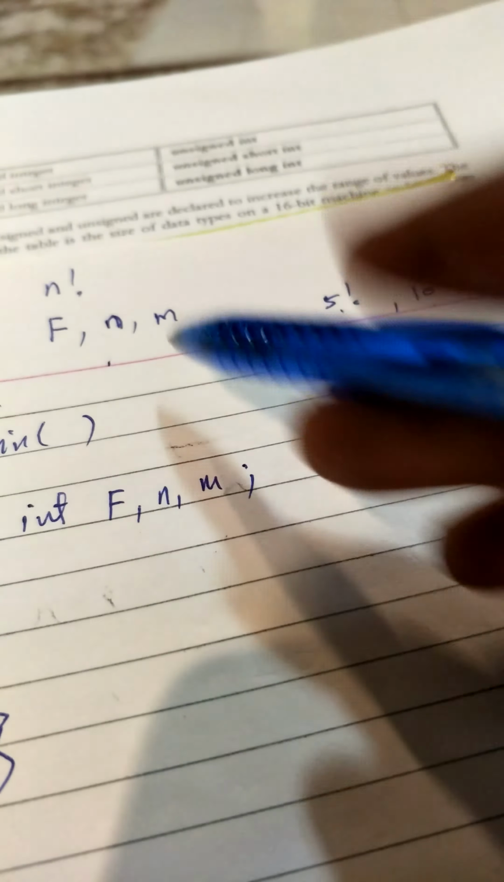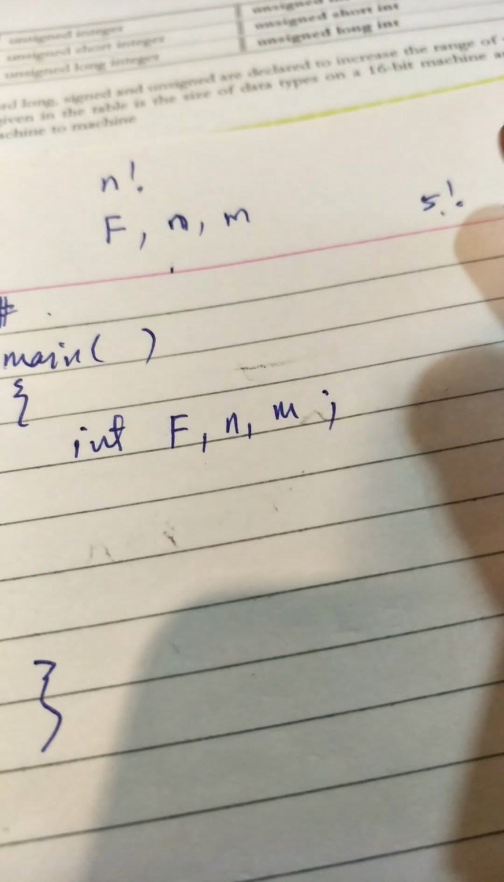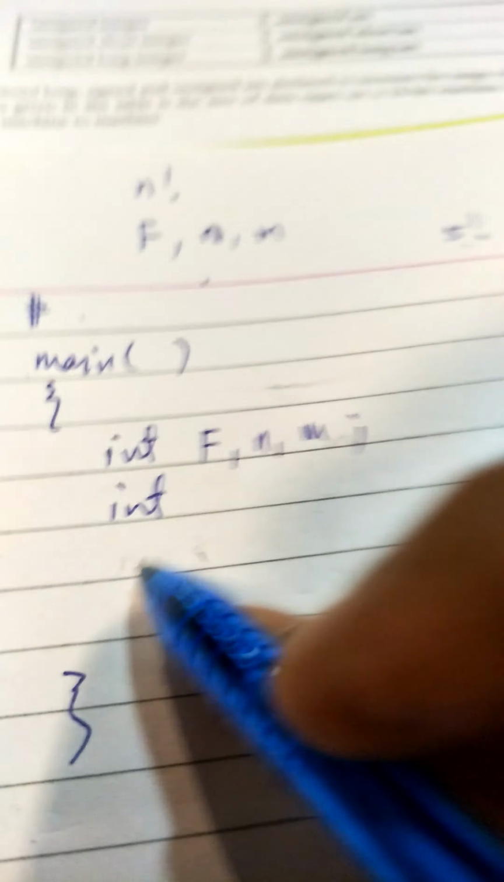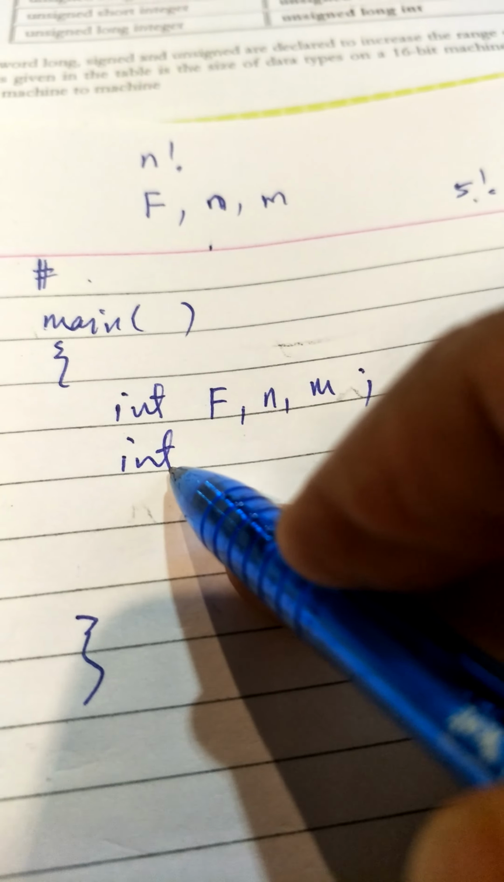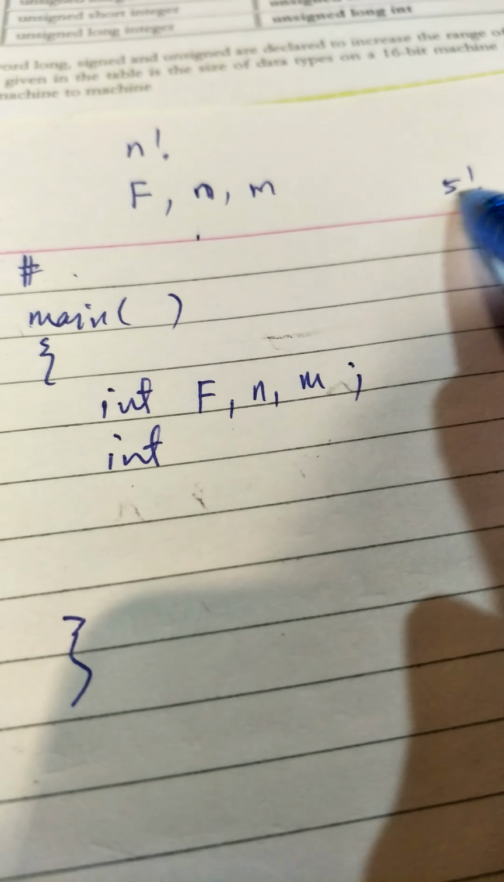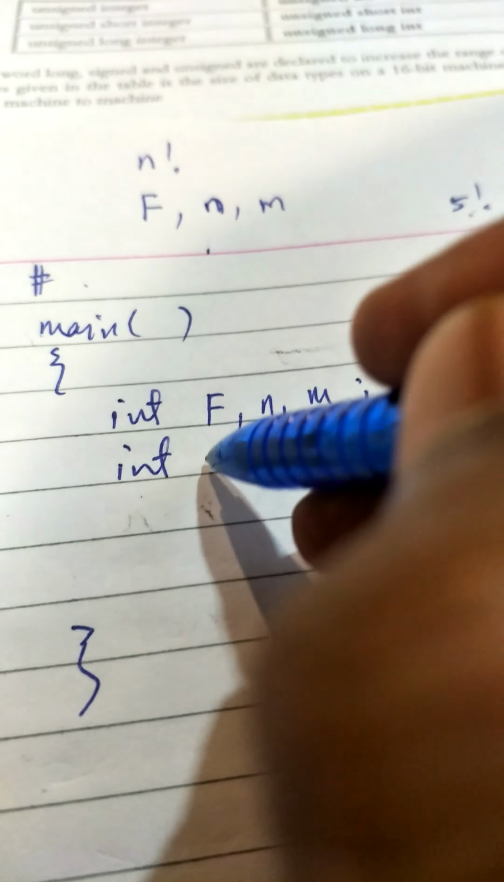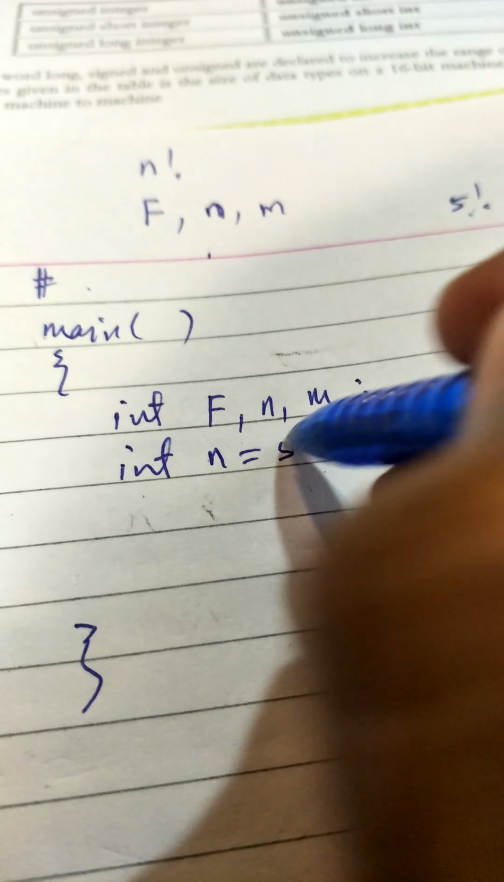So how do we do this? We have the program here. If you want this, you just declare integer. This is the type of variable, or data types. So this is n fact. This is our n. So we can have n equal to 5.